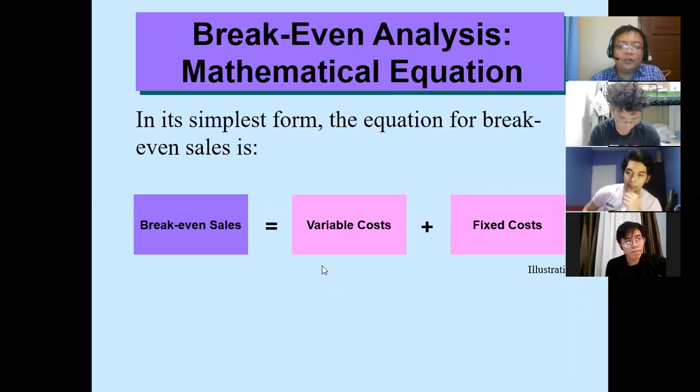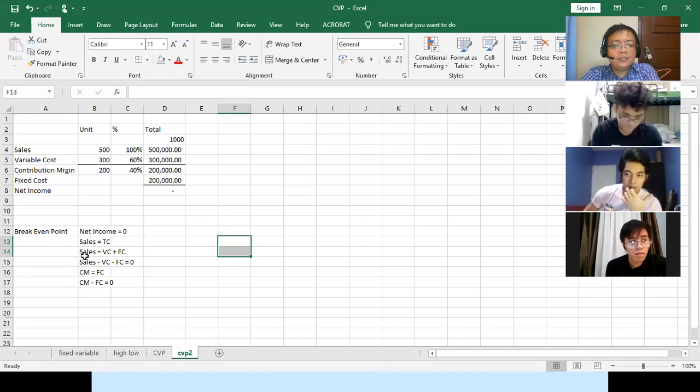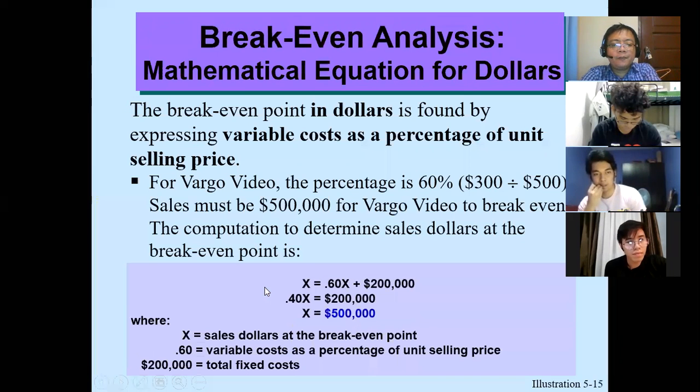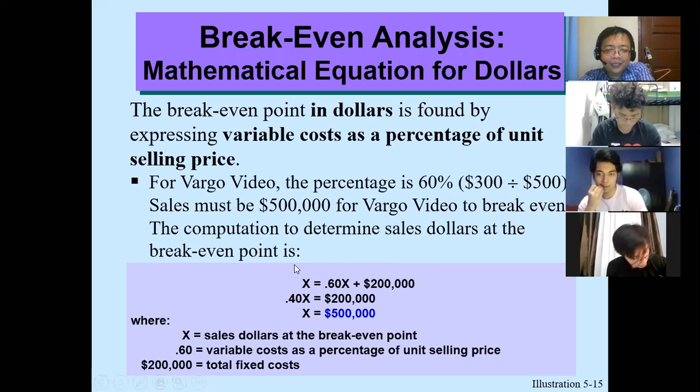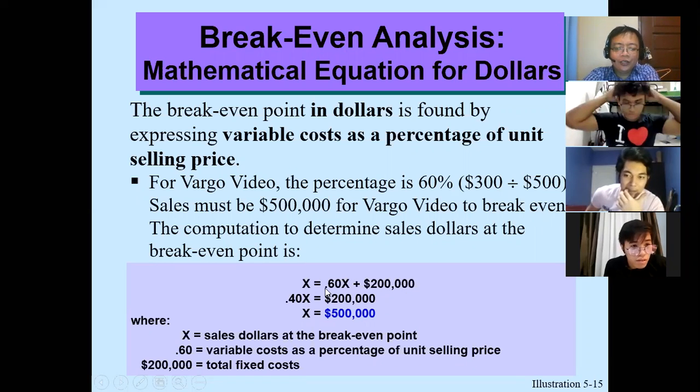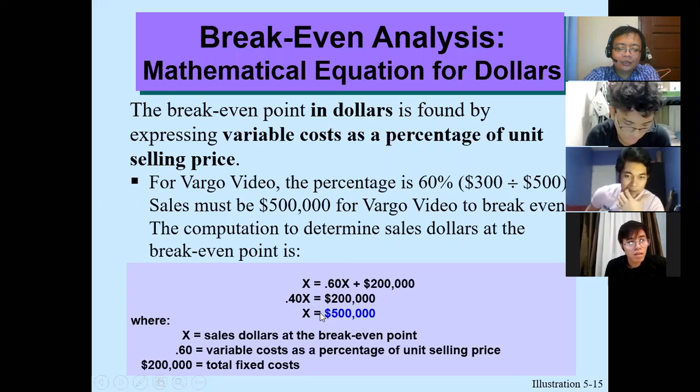What is the simplest form? Break-even sales equals variable cost plus fixed cost. Those who are good at math can do this. This is your sales, right? 60% is your variable cost, times X, your sales, because you don't know X yet. 200,000 is your fixed cost. So, algebra: 0.60 moved to the other side becomes 0.40. You have your 200,000, so X is 500,000.